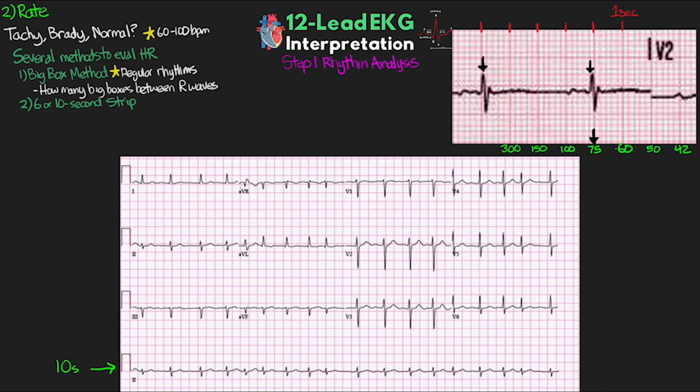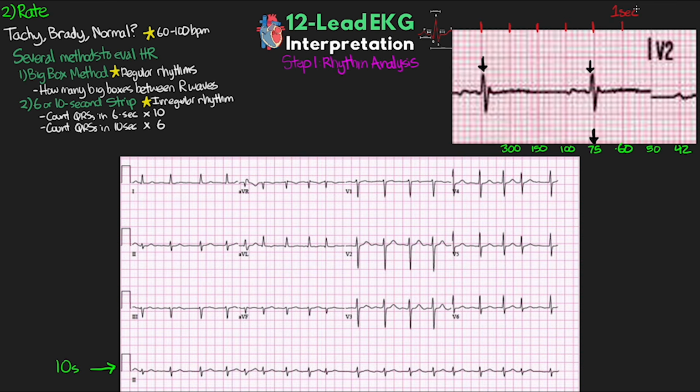So what we can do here is we can count the number of QRS complexes in a 6-second interval and multiply that by 10 to get our heart rate, or we can count the total number of QRS complexes across the whole rhythm strip, so our 10-second strip, and then multiply that by 6 to get our heart rate. Now this one takes a little bit of time, but it's not too much more. And important to know that this is the method that we want to use if we have an irregular rhythm.